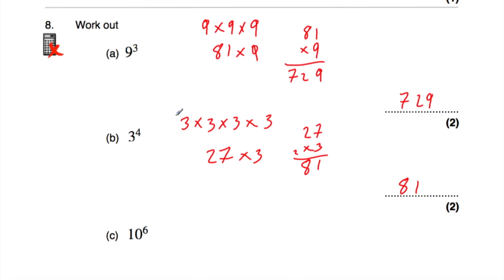Or another way that I could do this is to say, well, this part, 3 times 3 is 9, and this part, 3 times 3 is 9, and then 9 times 9 is 81, and that's it as well.